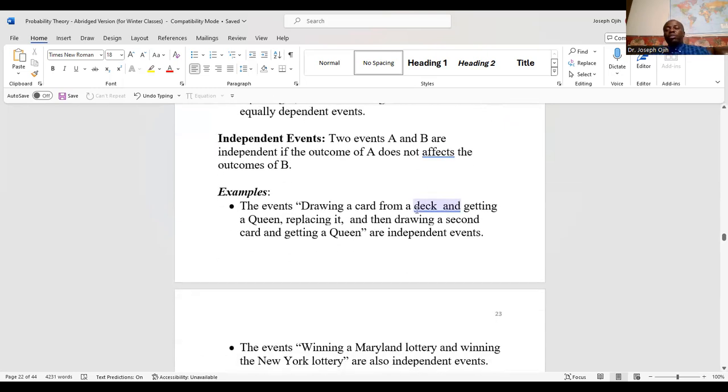For independent events, two events are independent if the occurrence of one event cannot in any way affect the occurrence of the other event. For example, if you win the California lottery, that doesn't mean you win a Maryland lottery. Another example is selecting a card from a deck, getting a queen, and replacing it before selecting a new card. The deck is 52, you select one, it's 51, you replace it, it's 52 again, so it won't change the probability of the event. That's another good example of an independent event.